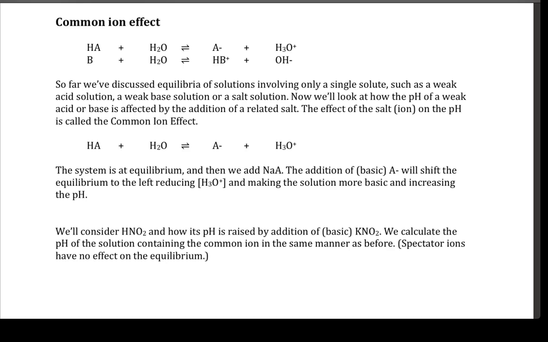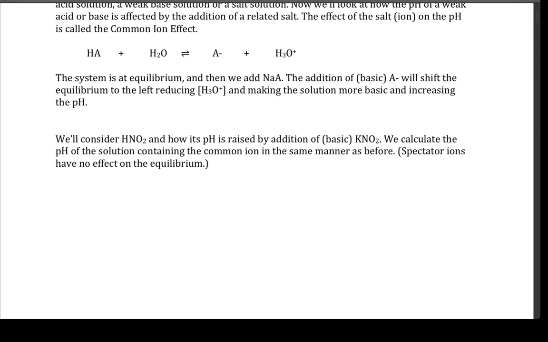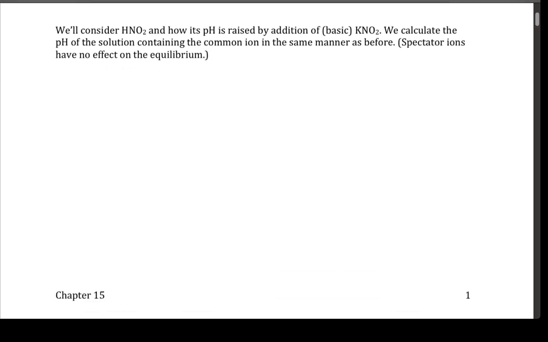and increase the pH. We'll consider HNO2, that weak acid, and how its pH is raised by the addition of basic KNO2, so potassium nitrite. We calculate the pH of the solution containing the common ion in the same manner as before. And as usual, spectator ions have no effect on the equilibrium. The spectator ion here would be the potassium ion.